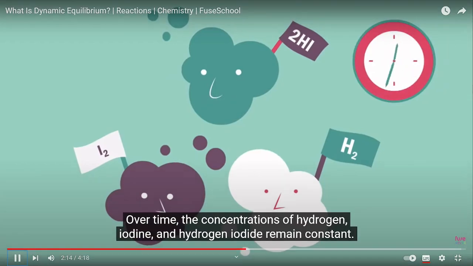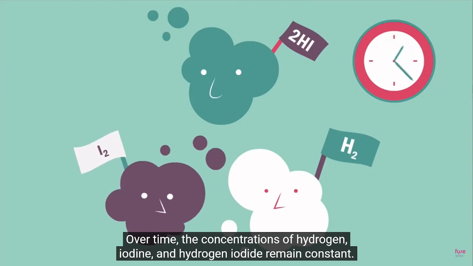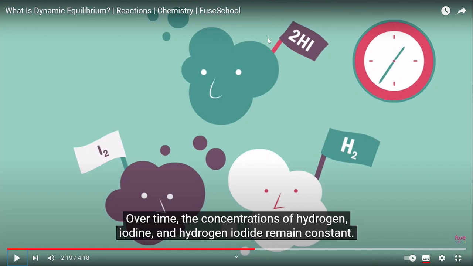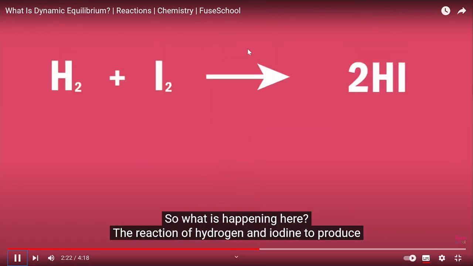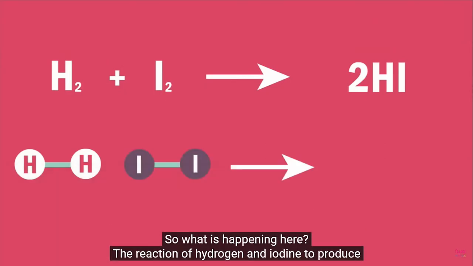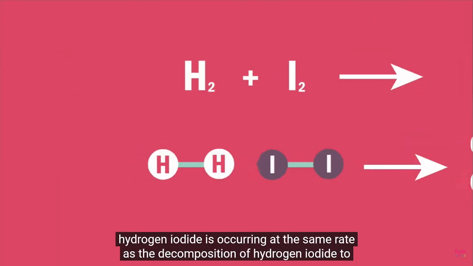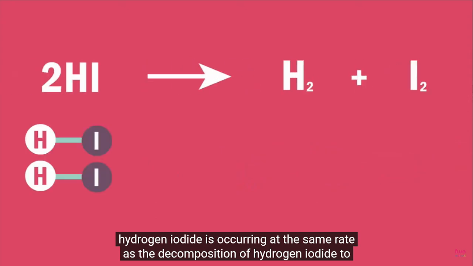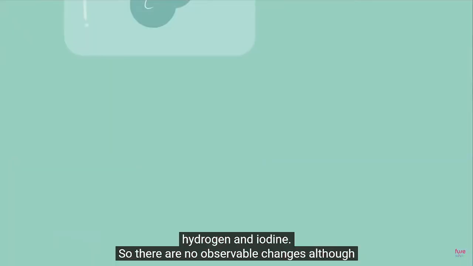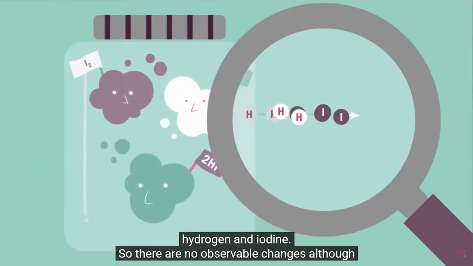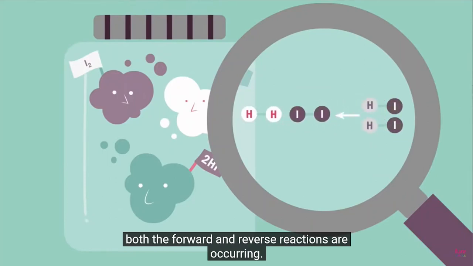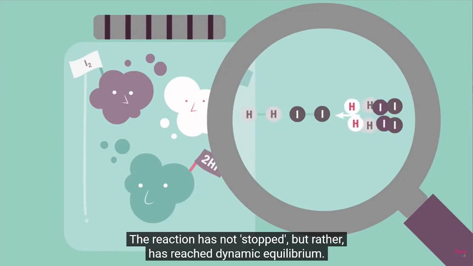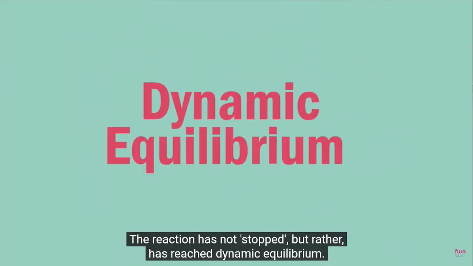Over time, the concentrations of hydrogen, iodine, and hydrogen iodide remain constant. Because when the two rates are the same, that means that you're forming product at the same rate as you're using up product, and so the concentration of product stays the same. So what is happening here? The reaction of hydrogen and iodine to produce hydrogen iodide is occurring at the same rate as the decomposition of hydrogen iodide to hydrogen and iodine. So there are no observable changes, although both the forward and reverse reactions are occurring. This reaction has not stopped, but rather has reached dynamic equilibrium.